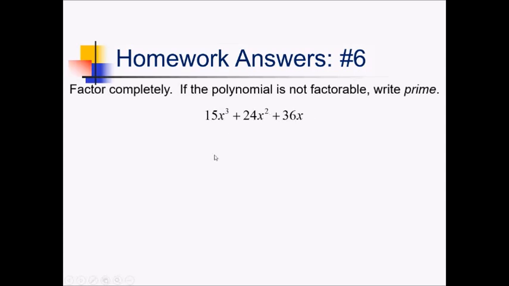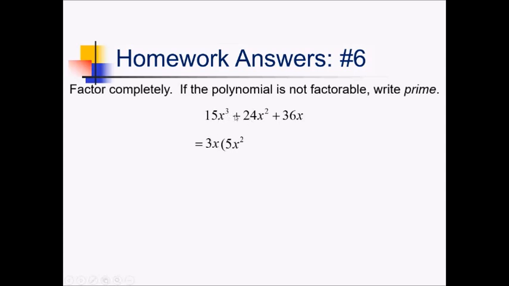So I'm going to take out a 3. I'm going to take out an x. And now inside my parentheses that I'm about to write is going to be whatever I get when I divide all of these things by 3x. So 15x cubed over 3x, that would give us 5x squared. And so if you multiply 3x and 5x squared together, you would get that 15x cubed back.